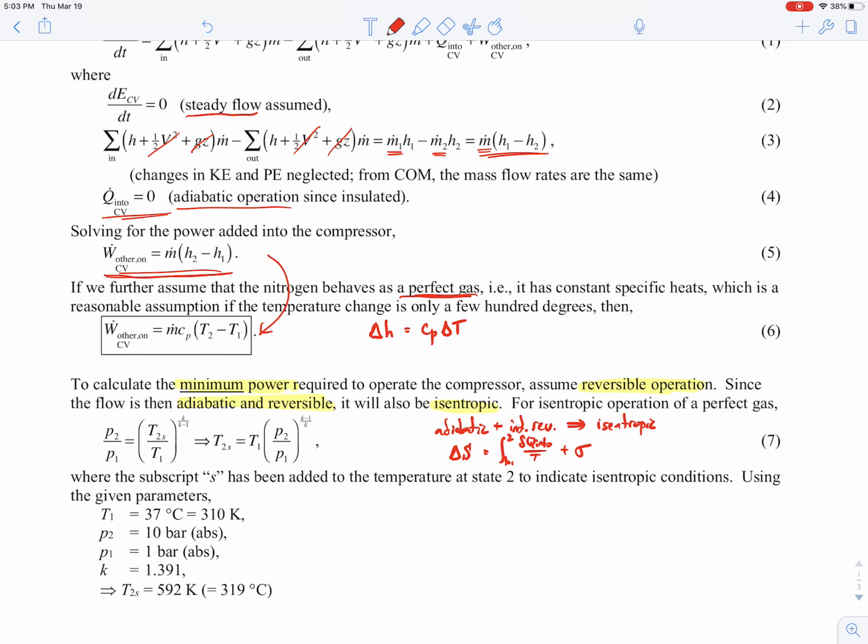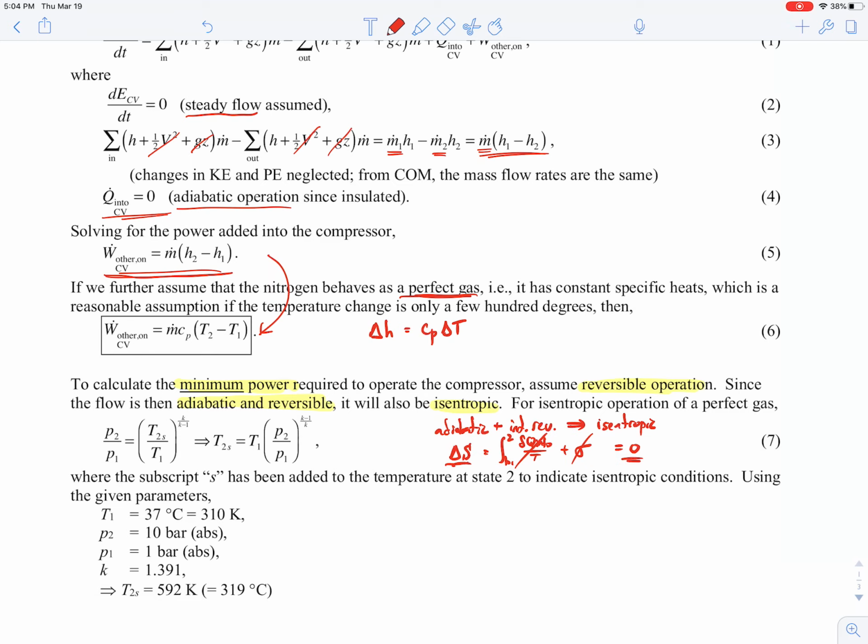So there's the entropy equation. If it's adiabatic, the heat transfer term is 0. If it's internally reversible, then the entropy production is 0, and then what you're left with is the change in entropy is 0, which means it's isentropic. And we're interested in the internally reversible case because that will give us the minimum power. So since again it's adiabatic and reversible, we're dealing with an isentropic case.